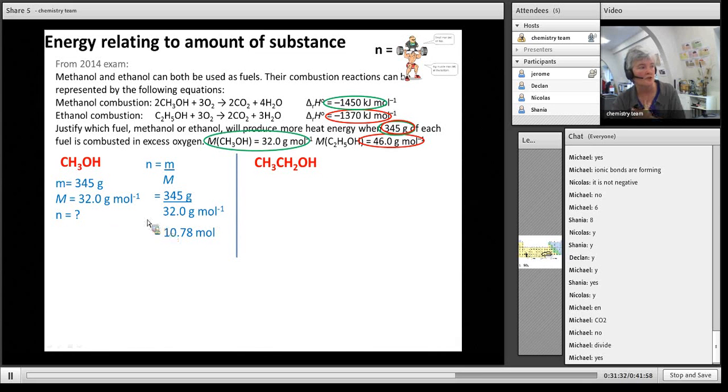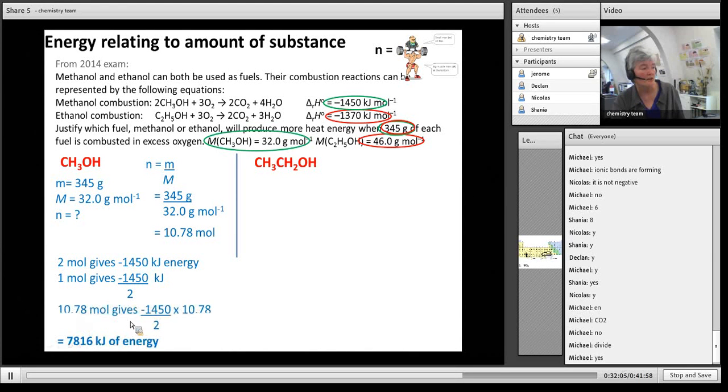So in 345 grams, I have got 10.78 moles of methanol. And now, because we want to know how much energy will be given off by 345 grams, we look at this equation. 2 moles gives off that much, so 1 mole would be half of that. So 10.78 is going to be half of that figure times 10.78, and it's 7816 kilojoules of energy.